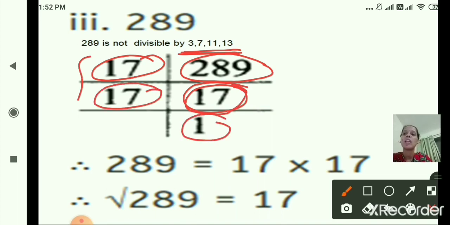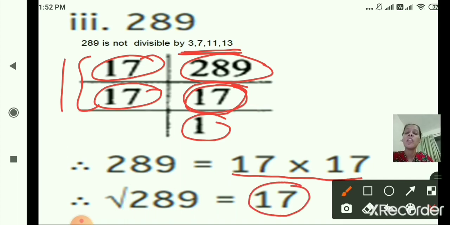Now these are the prime factors. 17 multiplied by 17. Here we got only one pair, that is 17 multiplied by 17. So from this pair you will take one number, that is 17. As we have only one pair, only from that pair you will take one factor. So the square root of 289 is 17. Okay, hope you are clear with this.